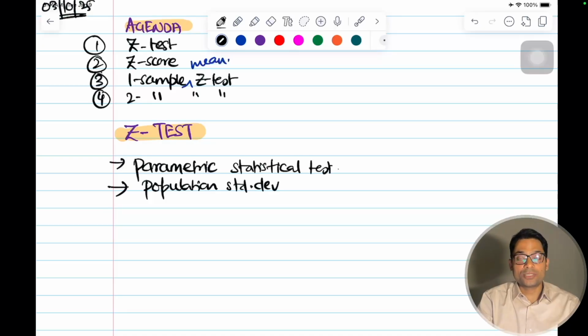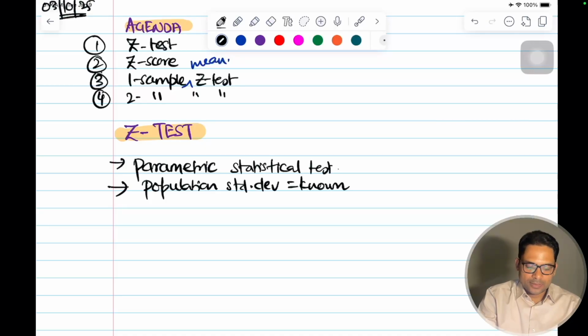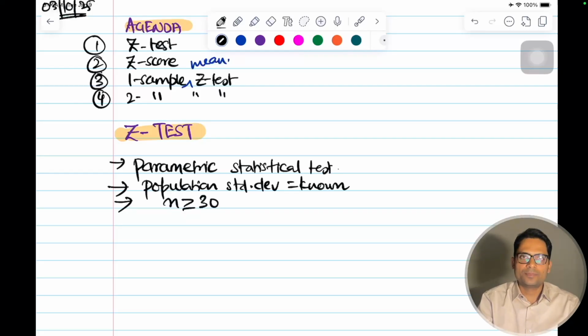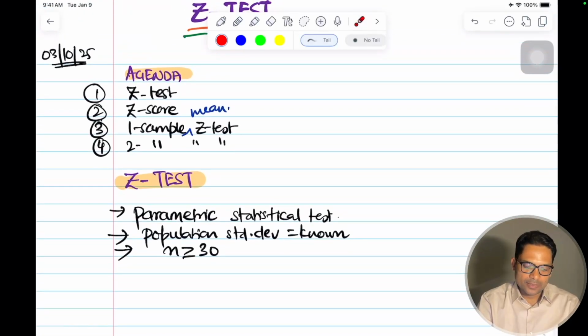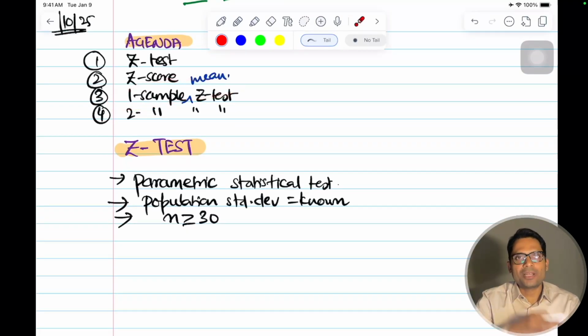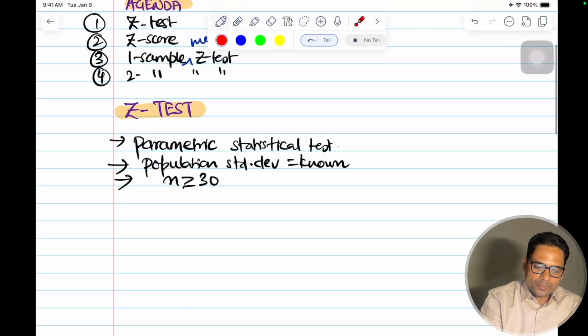In the t-test the population standard deviation was unknown because the sample size was less than 30, a small sample. Here it is known, and the sample size is large. We say typically n is greater than or equal to 30. These are all for comparing means. There are two types of tests, one sample and two sample. In the one sample z-test, we compare the sample mean to the population mean or some known value, and in the two sample z-test, we compare the means of two independent groups or two independent samples. That's what it is.